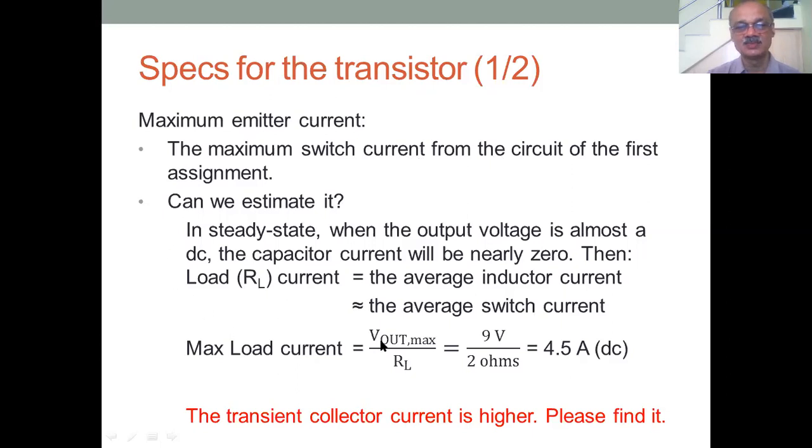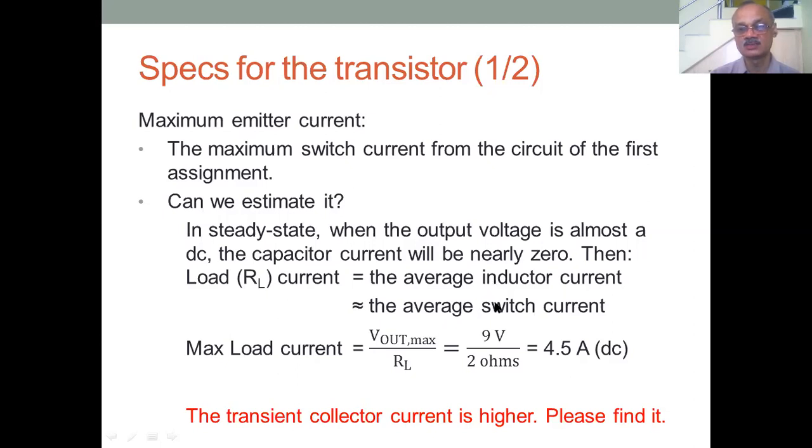Just to get a ballpark figure, can we estimate this without doing simulations? If you think about it, in steady state, we know that the output voltage of the buck converter is nearly a DC. So if it is nearly a DC, we can assume that the capacitor current is zero, because in DC a capacitor doesn't carry any current. Then the load current, which is the current through the load resistance, will be equal to the inductor current, because the capacitor current is zero. And the inductor current is approximately the average switch current. Actually, this should probably be half.